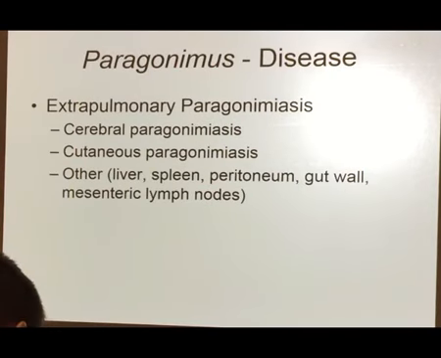Now, because those larvae are highly migratory, there is the potential for them to end up in places where they shouldn't be. So they kind of miss the lungs and end up in other places, such as in the central nervous system or under the skin. Remember, when something's migrating through the body, the potential for it to end up in the wrong place is certainly there. So these are rare, these are exceptions, but they do occur.